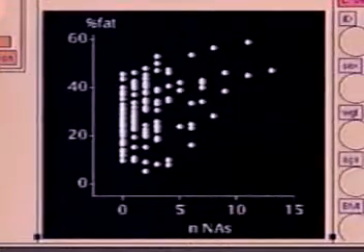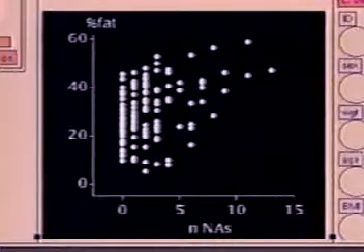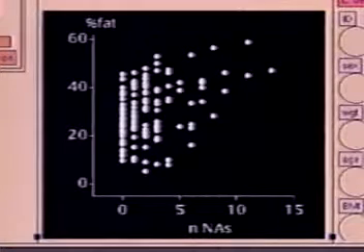To explore this relationship further, we created a new variable, the number of missing values for each subject. And now we're plotting percent body fat against the number of missings. The number of missings ranges from 0 to 14, the total number of exercises. And you can see here a positive correlation between percent body fat and the number of missings.